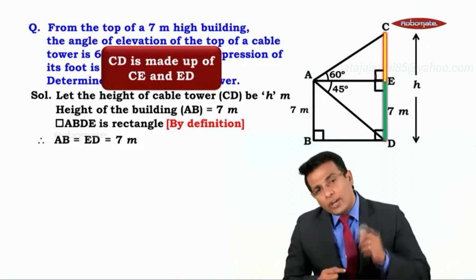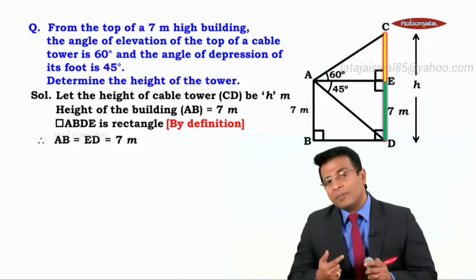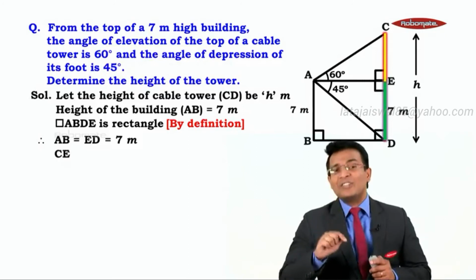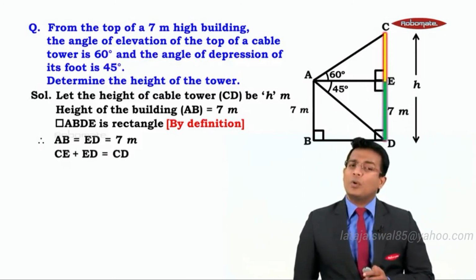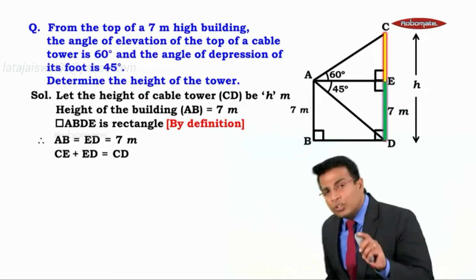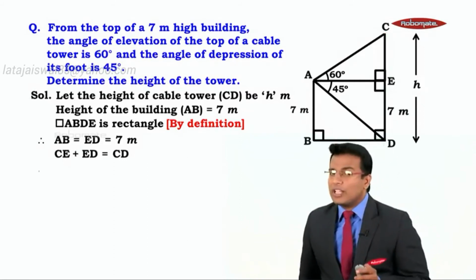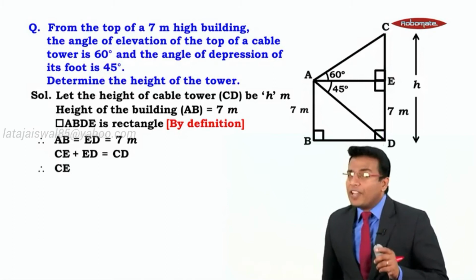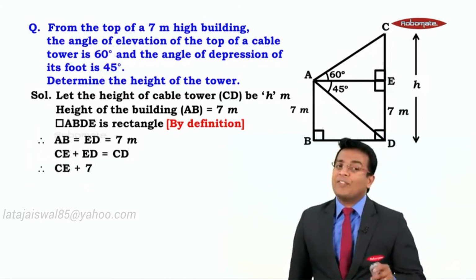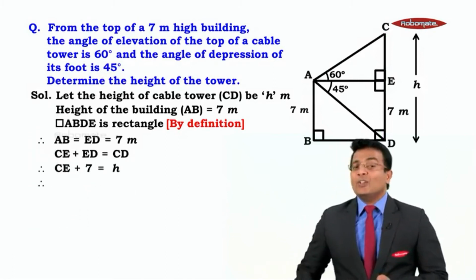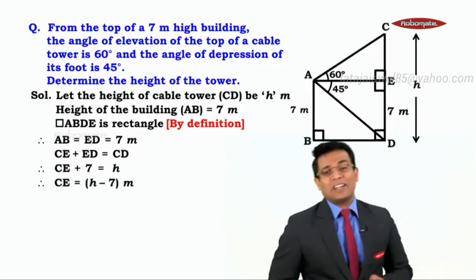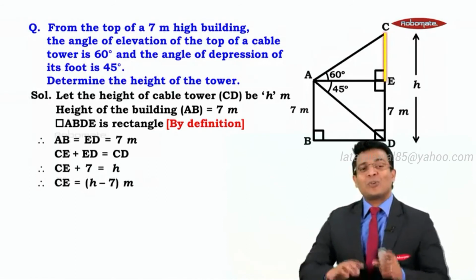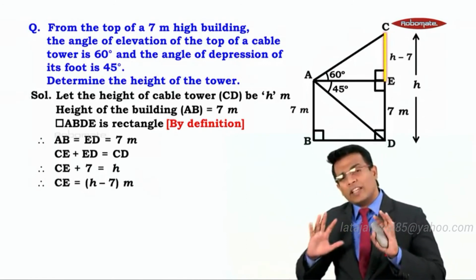And the length of ED we know is 7. So with the help of this, can we find the length of CE? Yes, we can. We can write CE plus ED is equal to CD. When we substitute the value of CE, we don't know CE, so keep it as it is. We know the value of ED, it is 7, and we have taken CD to be h. So from this we can say that the value of CE is h minus 7 meter. So this is what we obtained. Now we have the length of CE.